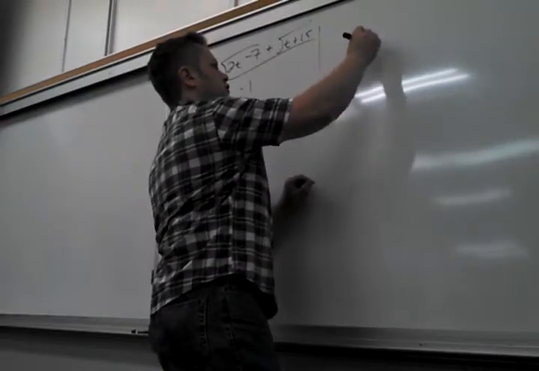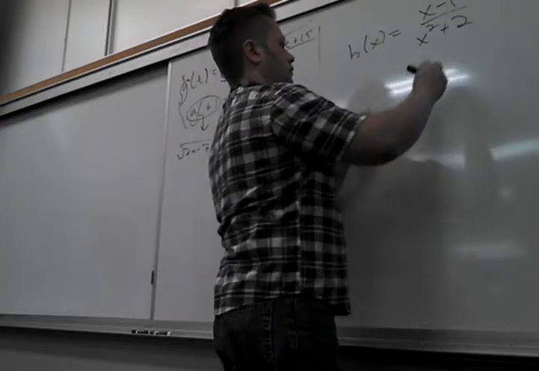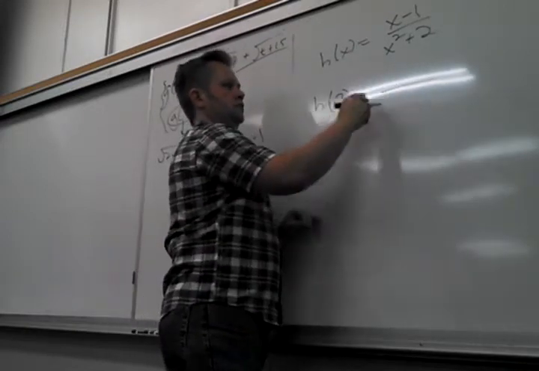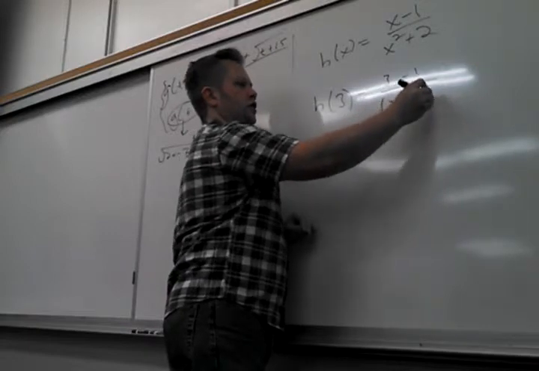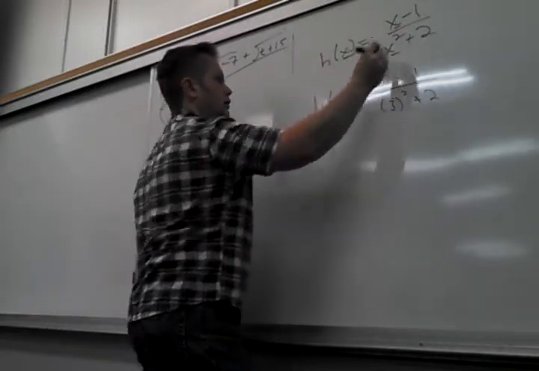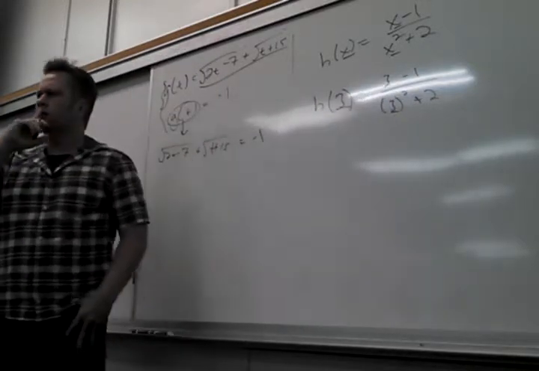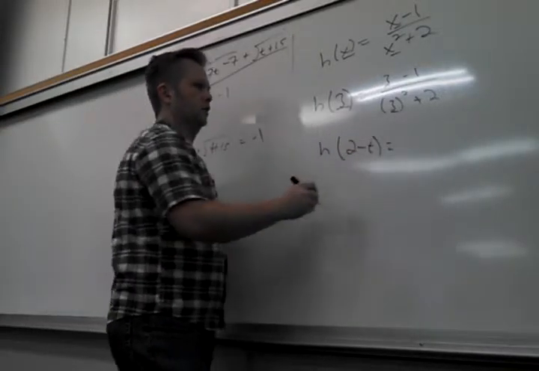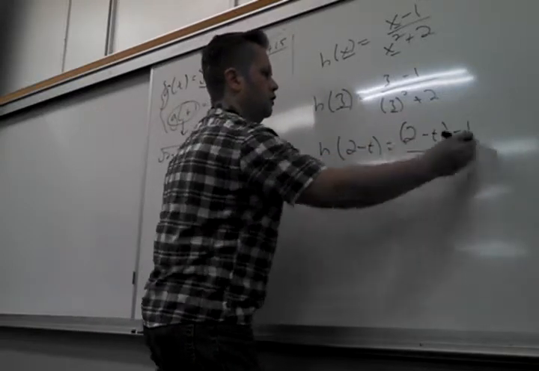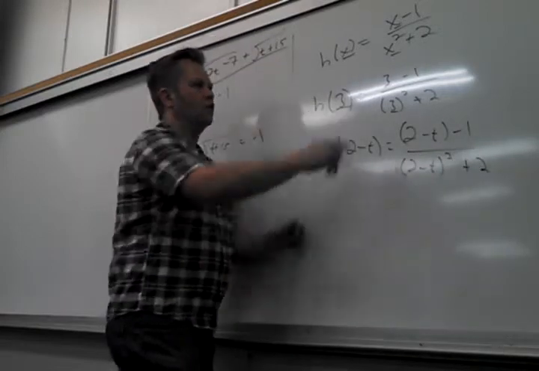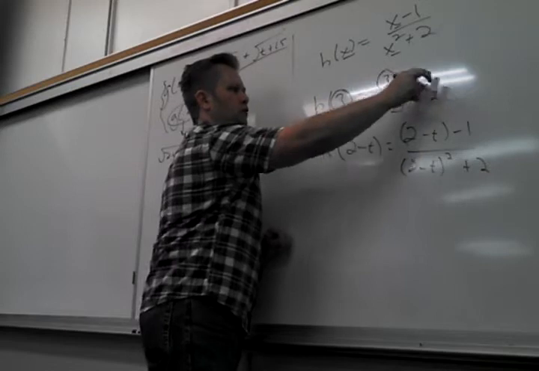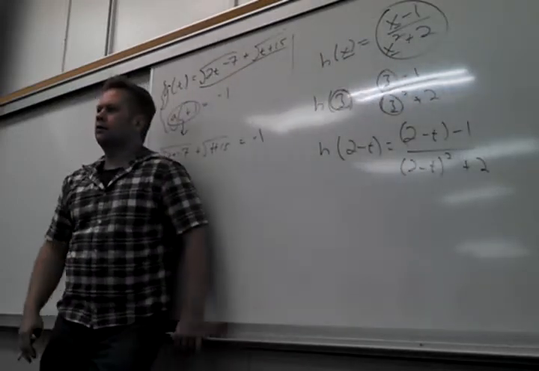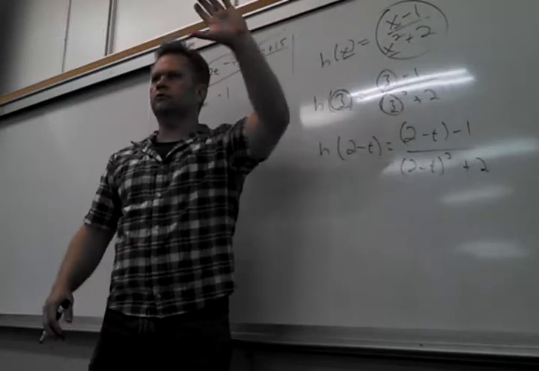One last thing about this. If I have h of x equals that, h of 3 would be, just tell me what I would do. Don't do it. 3 minus 1. Yeah, 3 minus 1 over 3 squared plus 2. That's what h of 3 would be, because it takes whatever's here and puts it there and there. So then what would h of 2 minus t be? 2 minus t minus 1 over 2 minus t squared plus 2. Do you see how no matter what, this is going to have the form something minus 1 over something squared plus 2? Why does it have that form? Because that's what it says it does. It takes something minus 1, that same thing squared plus 2. That's what it does.